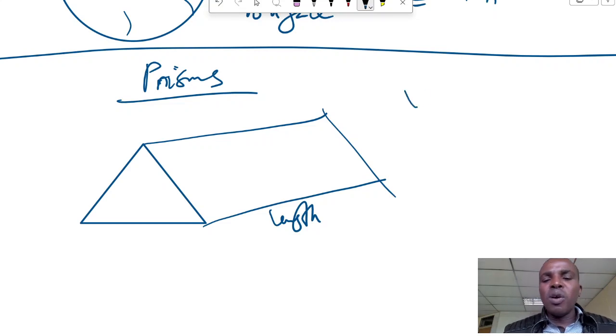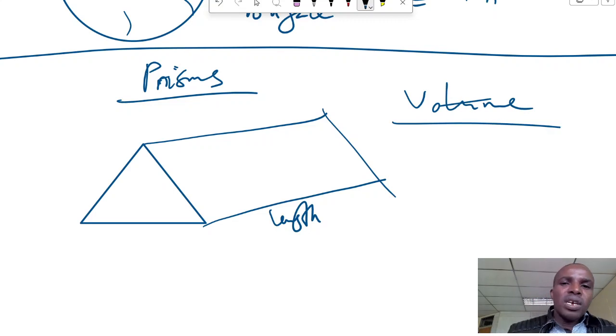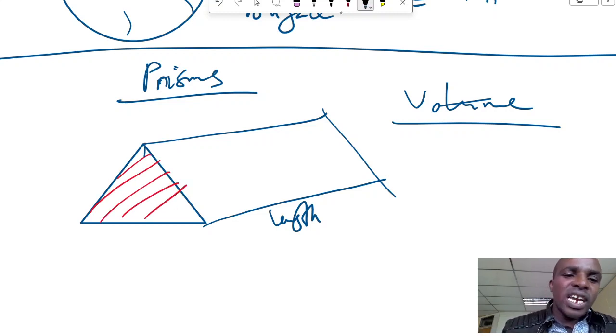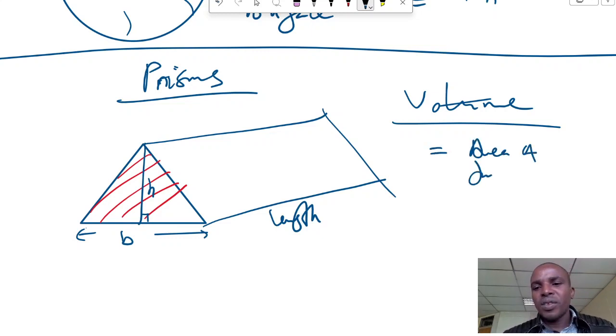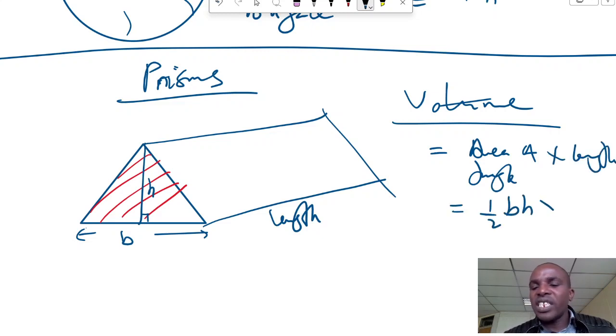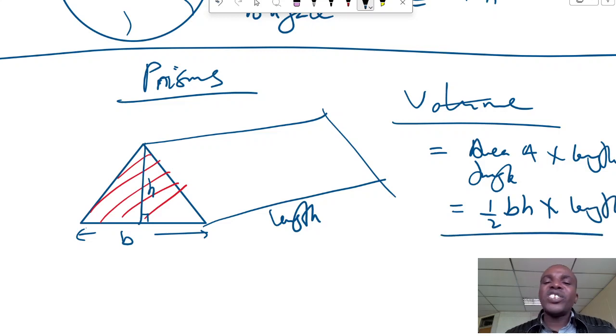So to find the volume of this prism, I'll define the volume. It's cross-sectional area, cross-section, that's the face. That's this one, it's a triangle in this case. So if this triangle has height, I can put my height h, and this will be the base b. So I can say volume is equal to area of a triangle times length. For which area of a triangle is half base times height, then times length. That's the volume of this triangular prism.